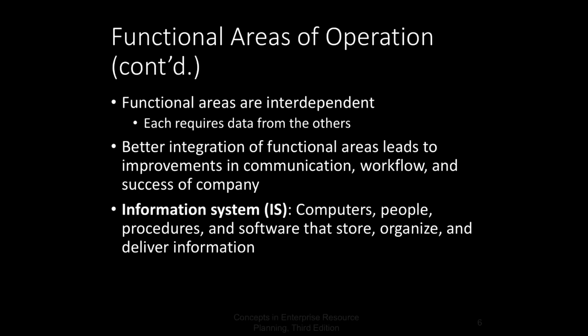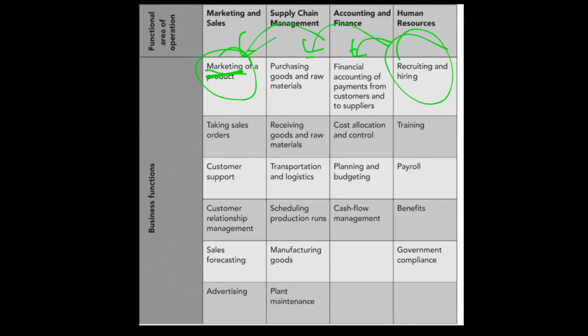So the functional areas are also interdependent, which means one area cannot function without the other. So let's go back here. Supply chain management cannot purchase goods and raw materials without accounting and finance, because accounting and finance holds the money. Now, supply chain management cannot purchase goods and raw materials without the go signal of the marketing and sales, because the marketing and sales do sales forecasting, which enables the supply chain management to schedule productions.